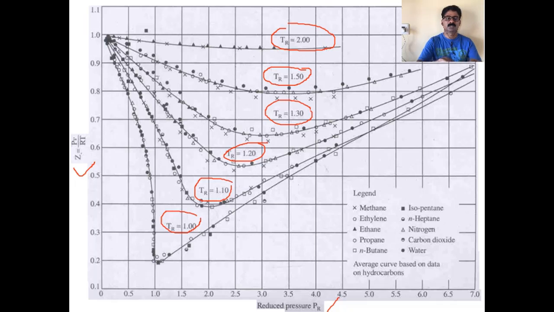Here you can see it is plotted for different gases like methane, ethylene, ethane, propane, butane, all those things. You can see all these points here. It means for a particular TR, these behave almost the same. I will explain more about this chart when I solve the problems using the compressibility chart.